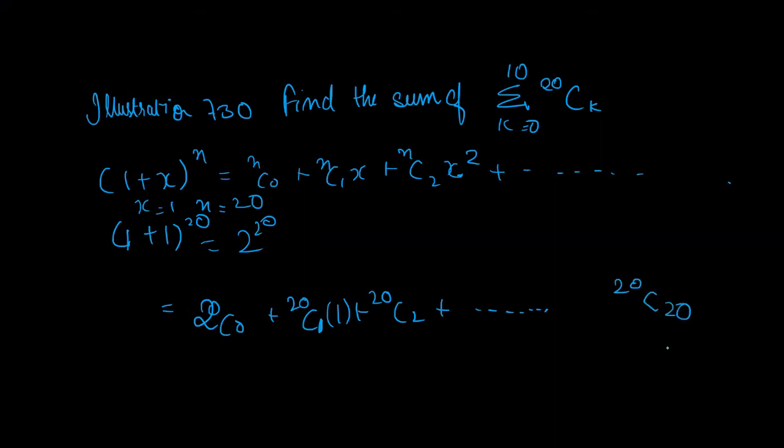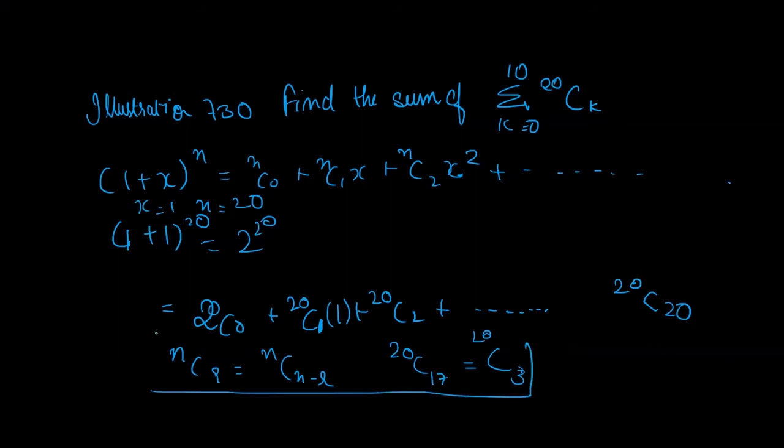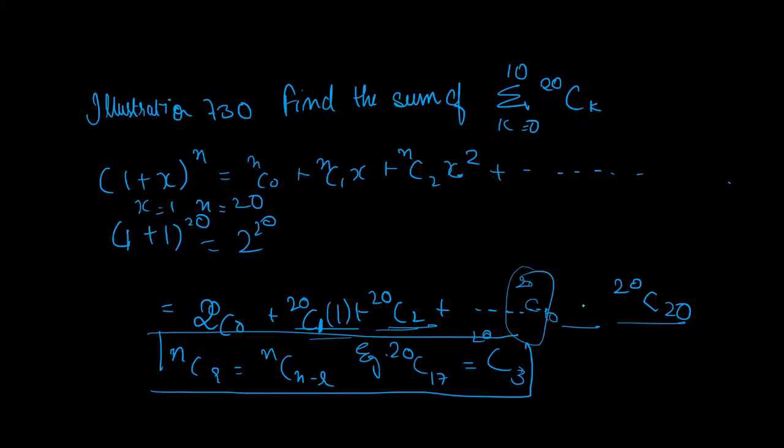Now, one more thing, you know that nCr is equivalent to nC(n minus r). That means 20C17 is equivalent to 20C3, like that. You know this property of binomials. So 20C1 will be equivalent to 20C19, 20C2 to 20C18, and similarly only the 20C10 term will be left single. The rest will all be doubled. So I can write it as 2 times of 20C0 plus 20C1, then 20C2, 20C3, all the terms till 20C10.